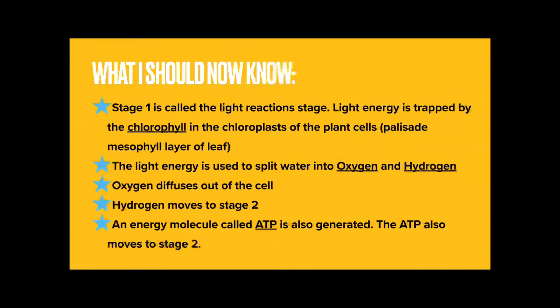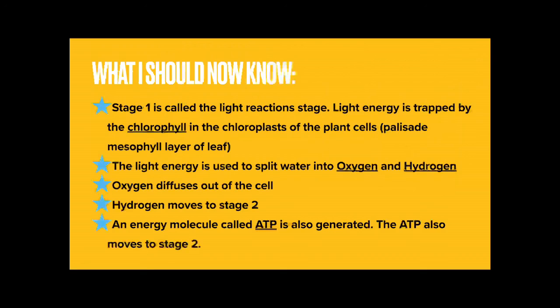So what you should now know, stage 1 is called the light reaction stage. Light energy is trapped by chlorophyll in the chloroplasts, okay? And remember your palisade mesophyll layer of the leaf from S3 has all those chloroplasts. Light energy is used to split water into oxygen and hydrogen. The oxygen diffuses out of the cell, so that's why it's a product in your word equation, but the hydrogen moves to stage 2. An energy molecule called ATP is also generated in stage 1. The ATP also moves to stage 2.